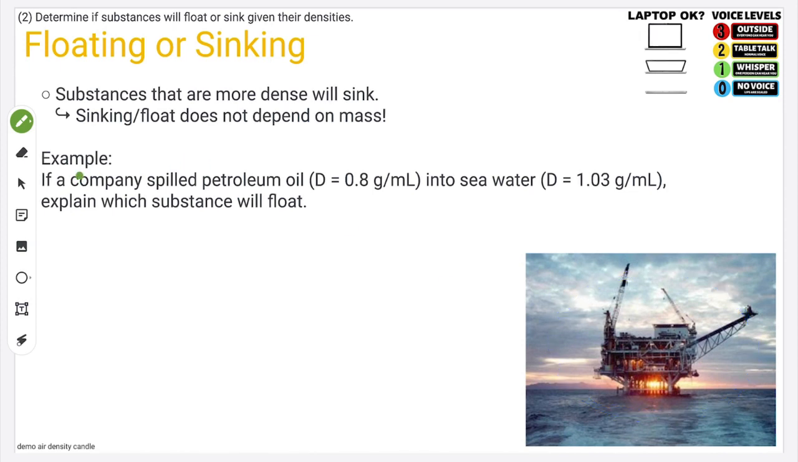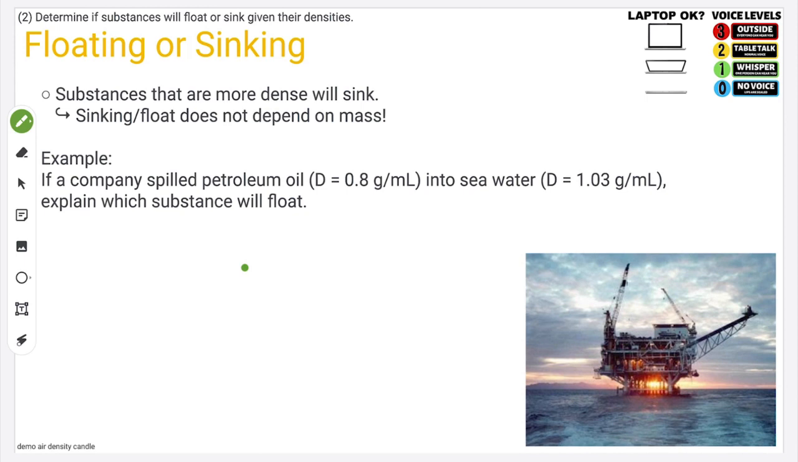Okay, here's an example. Example question. If a company spilled petroleum oil, which has a density of 0.8 grams per milliliter, into the seawater, which has a density of 1.03 grams per milliliter, explain which substance will float. It does say explain, so don't just tell me and then leave it at that. Explain why. So, okay. Well, we know that substances that are more dense will sink.